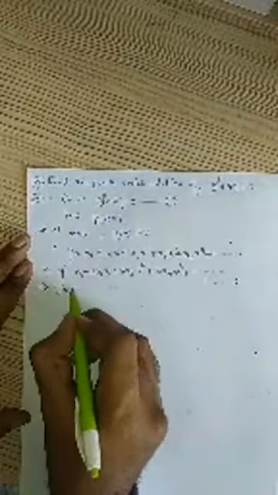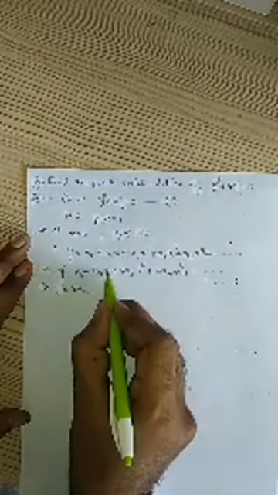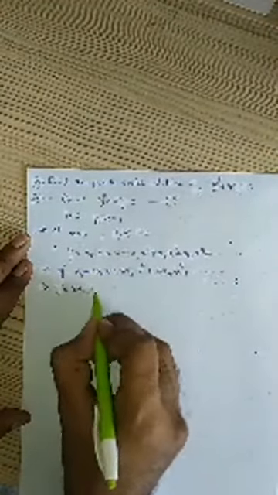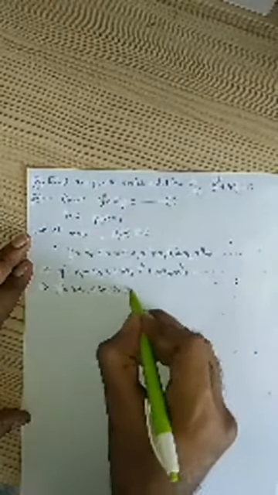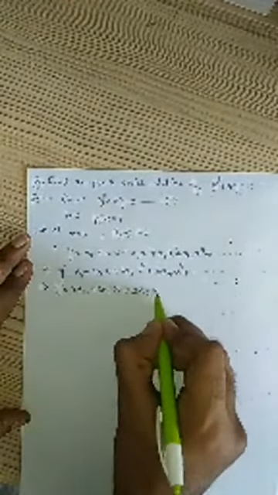Then find y dash. Y dash is given by a1 plus 2a2x plus 3a3x square plus 4a4x cube plus so on. Also find y double dash. Y double dash, derivative of a0 is 0, the next 2a2, plus 6a3x plus 12a4x square plus so on.